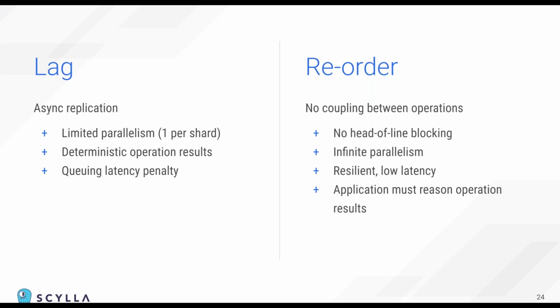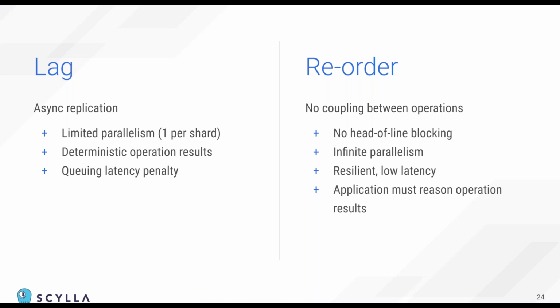As opposed to that, reordering removes the coupling between operations, so it gives us basically infinite parallelism, which allows us to fully utilize the throughput of network connections. It alleviates head-of-line blocking and the penalty of queuing latency. And because of that, it's also very resilient, because even if there's some kind of network problem and maybe you lost a few packets, not all the stream is going to be delayed. Only the packets that have been lost, and the operations that were in them, will need to be retransmitted, and only they will be delayed. So it's more resilient in terms of how it deals with network failures.